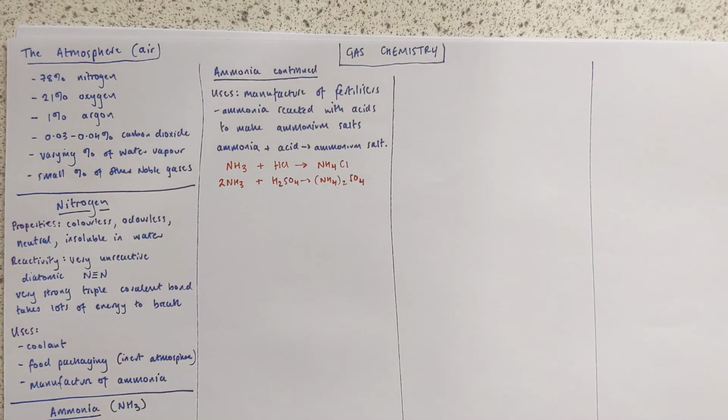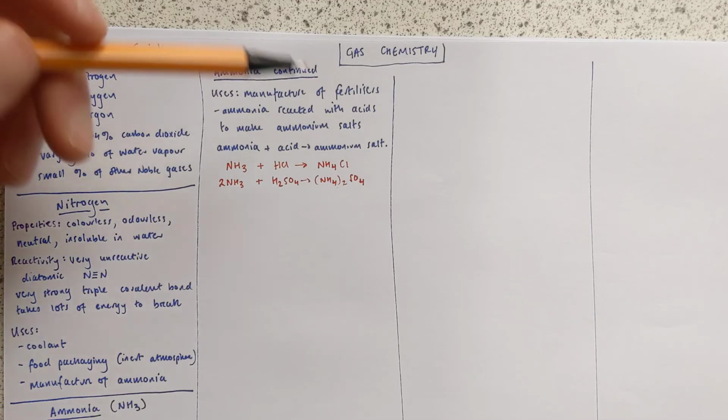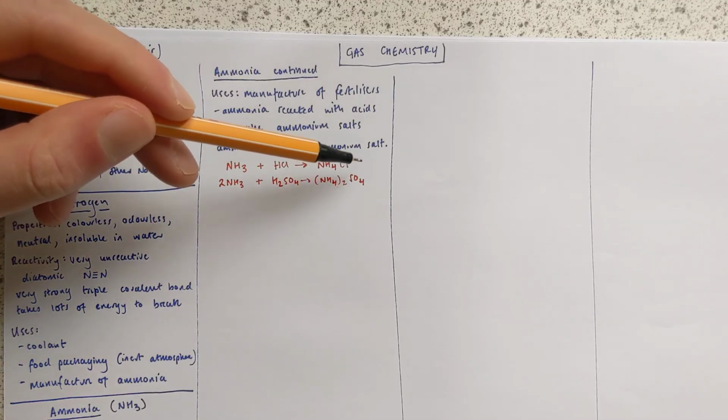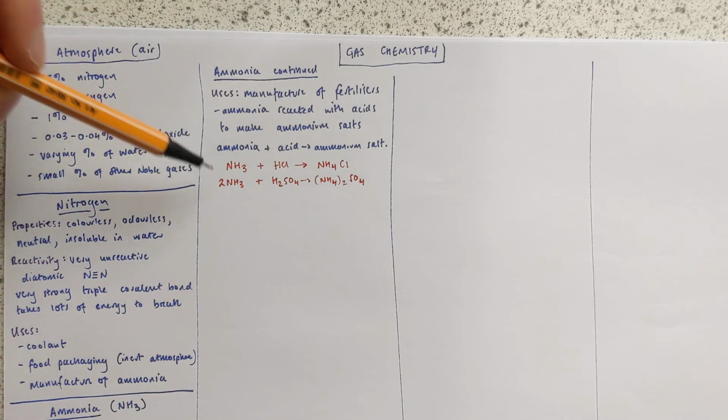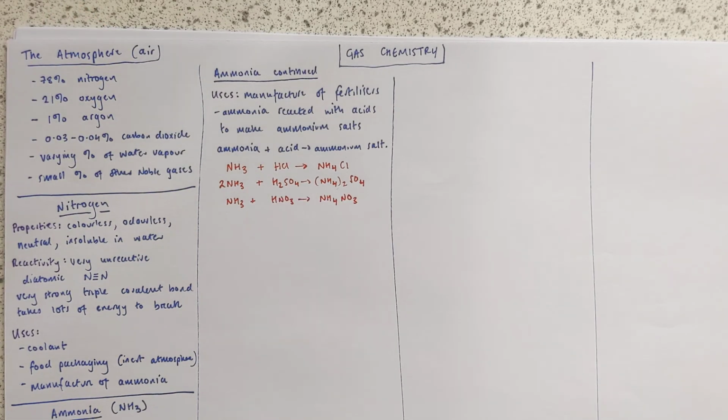The second reaction is between ammonia and sulfuric acid to make ammonium sulfate. Here we need two ammonium ions because the sulfate ion has a 2- charge, and we need to balance the equation with a 2 in front of the NH3. And in the final reaction, ammonia plus nitric acid will make ammonium nitrate.